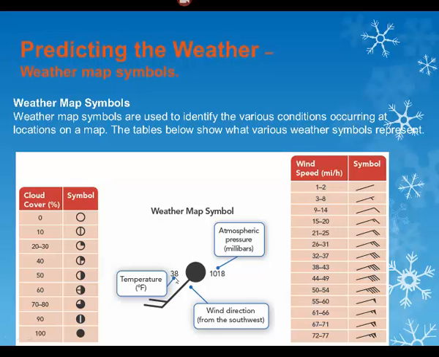So let's try one. On your sheet of paper, please identify what you think the percent cloud cover is, the temperature, the atmospheric pressure, and the wind direction is, along with the speed, based on the image you see up at the top right of this slide.